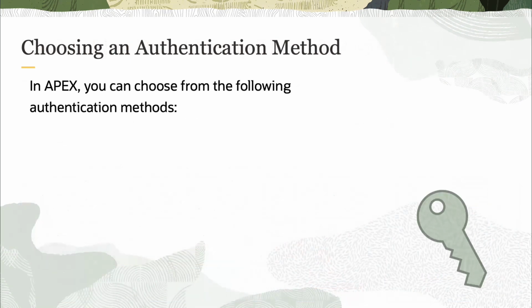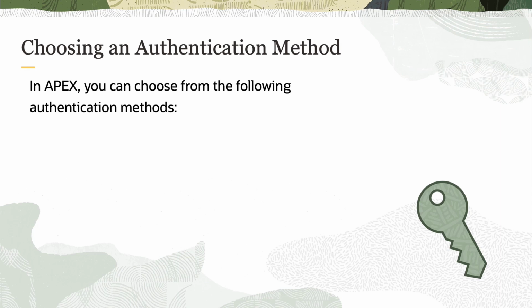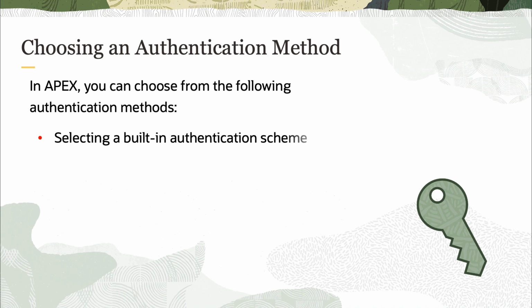Coming to different ways you can choose an authentication method in Apex. There are three ways broadly. One is you can select a built-in authentication scheme. In Apex, you have pre-configured authentication schemes. You can select one of these built-in pre-configured authentication schemes and design your authentication method around these built-in schemes.